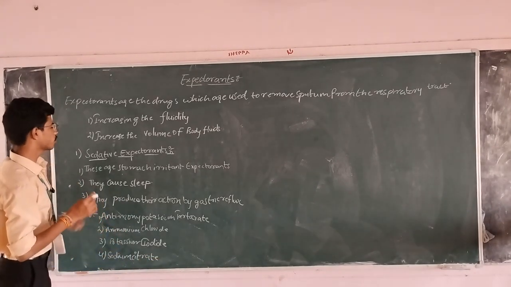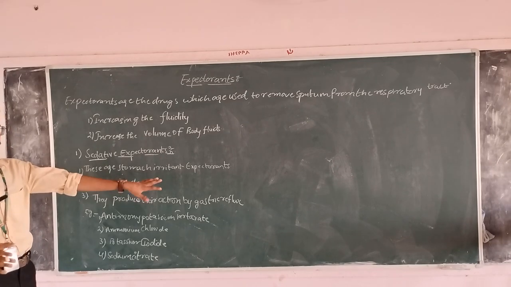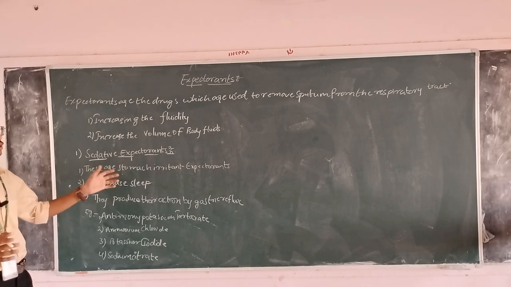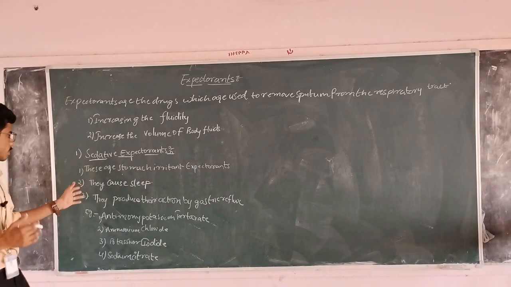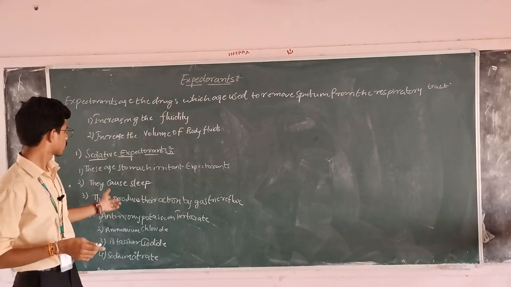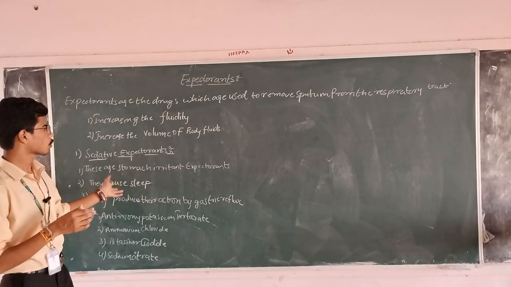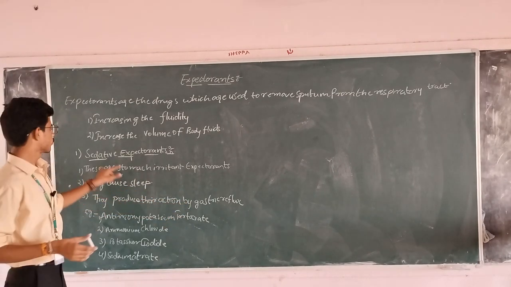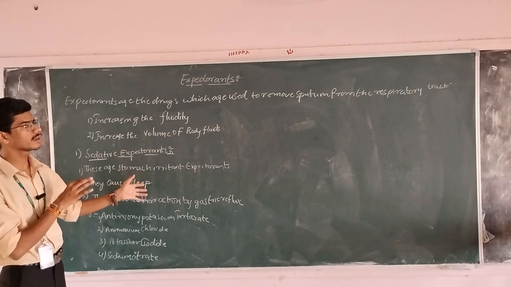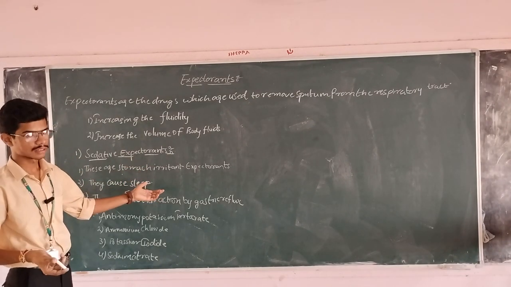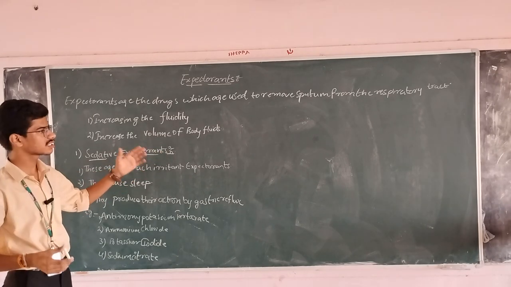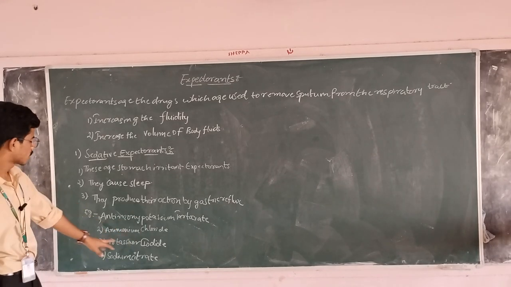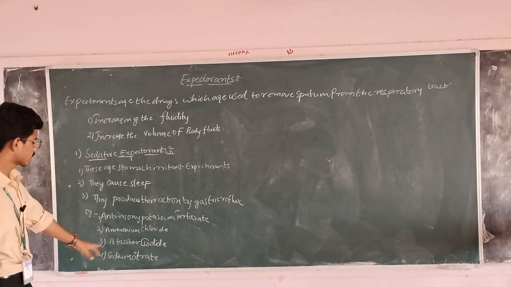Sedative expectorants cause irritation to the stomach while we are taking them. They cause sleepiness and are sedative in nature, and they produce their action by gastric reflexes. The examples of these sedative expectorants are antimony potassium tartrate, ammonium chloride, potassium iodide, and sodium citrate.